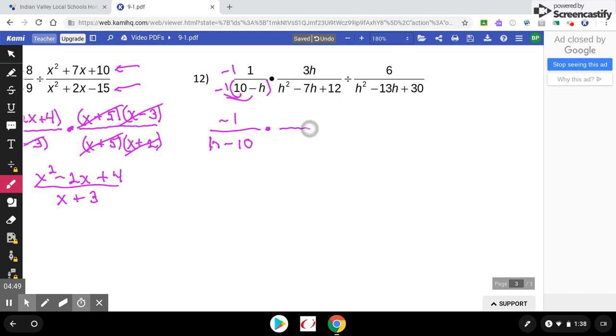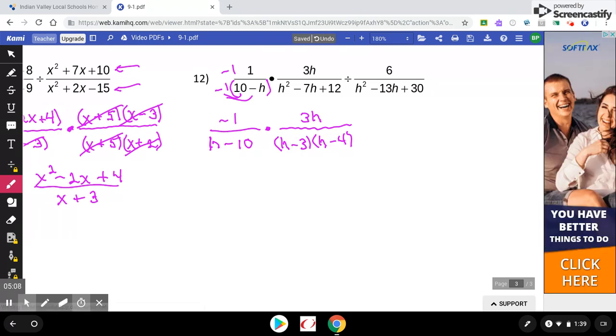Times 3h is a monomial. I cannot factor him. On the bottom, it says h squared. That should tell me I can factor. H and H. 3 and 4 will get me the 12. A pair of negatives will add up to that negative 7.